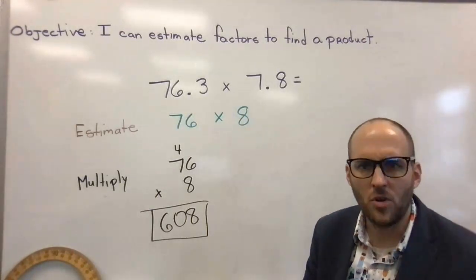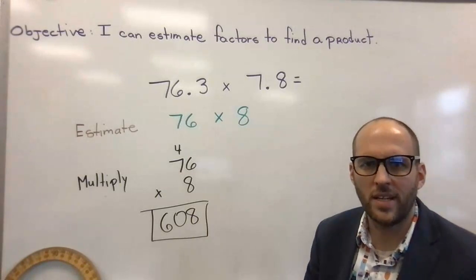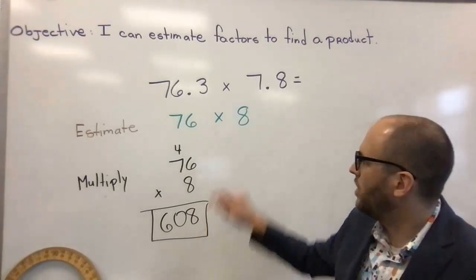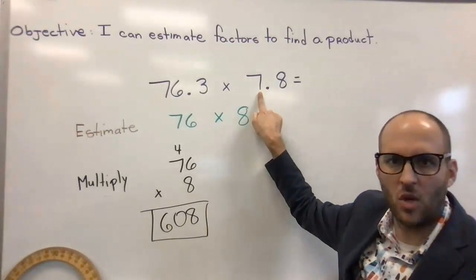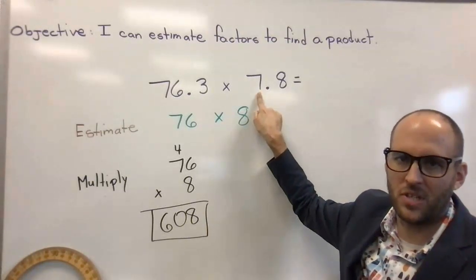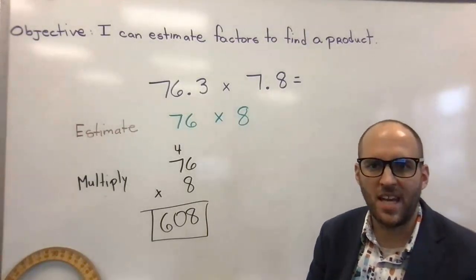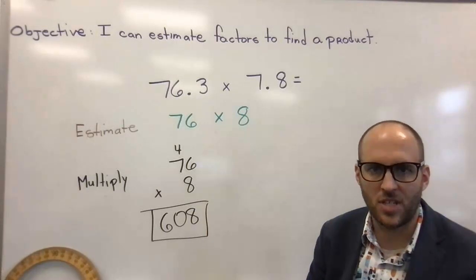Unless told otherwise, we're always going to estimate to the nearest whole number, otherwise known as the ones place, otherwise known as the first number to the left of the decimal. So, we estimate each of the two factors in this problem.